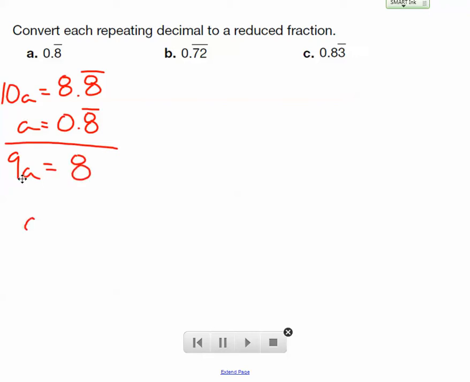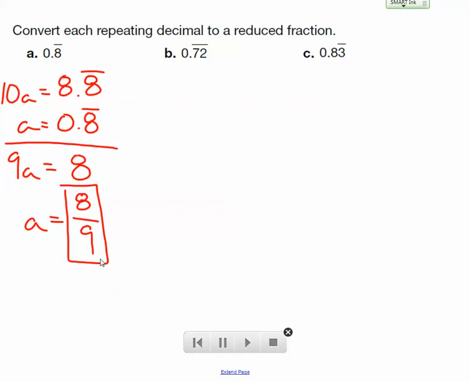10A minus A is 9A. 8.8 repeating minus the 0.8 repeating would just be 8. Think about the 0.8 repeatings canceling out and just leaving you with 8. Now if we take this resulting equation and solve it by dividing both sides by 9, 8 divided by 9 is 8/9. And like I said, 0.8 repeating is 8/9, and I just proved that it's 8/9.